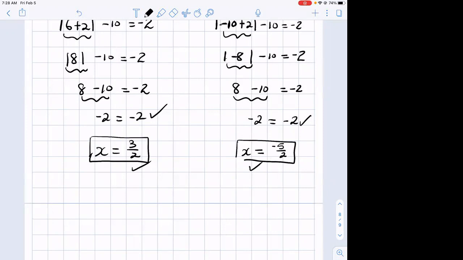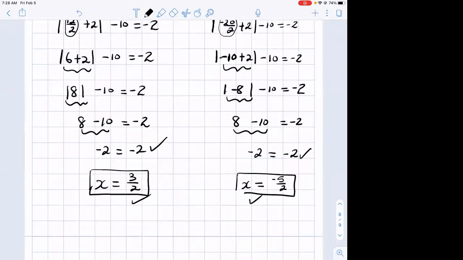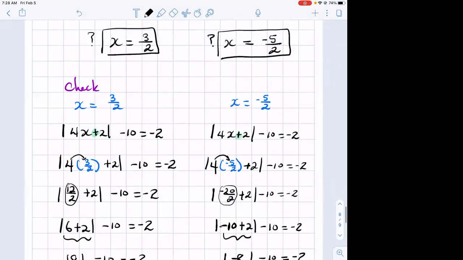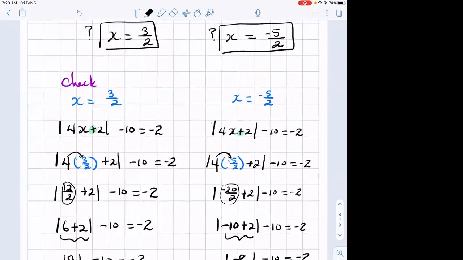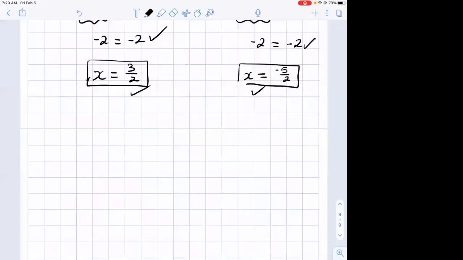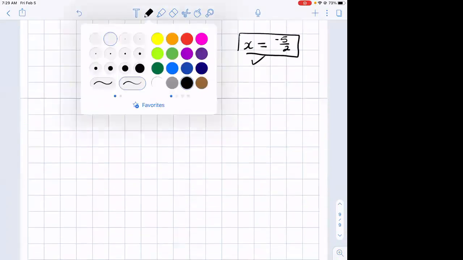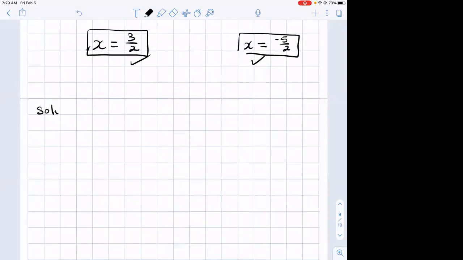So we have to be careful because with the check, especially with the fractions, it's very easy to make mistakes. And also make sure when you copy back the problems I did, you copy the correct problem. Okay? So let's look at another example. Solve 3 absolute value of 2x plus 4 minus 5 is equal to 7.